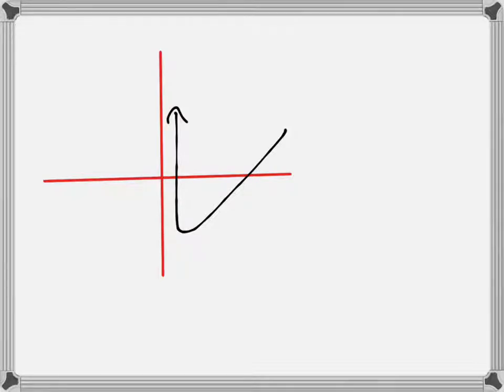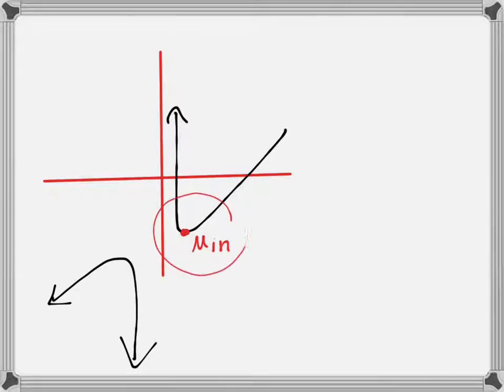We'll go with this. That's better anyway. If you're taking a look at it, this one right here is a minimum, correct? Because in the local area, if I were to draw a circle around it, it's the smallest value. It's a minimum. And this one right here is a maximum. Agreed? But do you notice that the minimum y value is actually larger than the maximum y value?